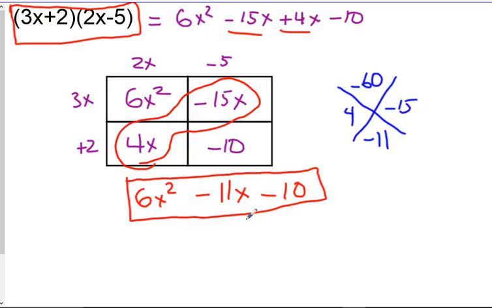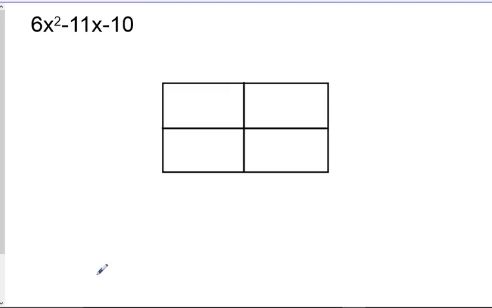So let's finally get to the problem that we wanted to solve, which was we're given a trinomial, 6x squared minus 11x minus 10, and we want to factor it. In other words, we want to figure out two things that I can multiply together, and their product will be 6x squared minus 11x minus 10.